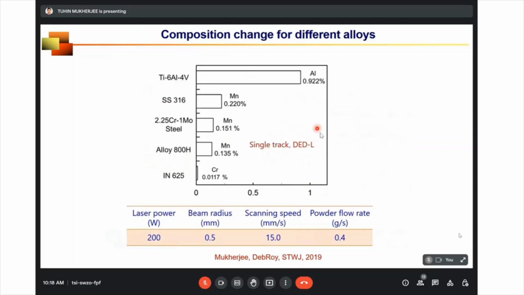So if we have the same material and same process and try to compare different common alloys, we can see that for titanium alloy, aluminum is the most susceptible element for vaporization. For stainless steel, this is manganese. For other steel also, this is manganese. For this Inconel superalloy, this is chromium. Although the most susceptible element for vaporization varies for different alloys, their amount of composition change also significantly varies depending on which alloy we are using because of their very different vapor pressure versus temperature behavior.